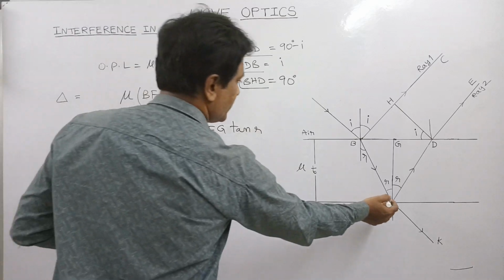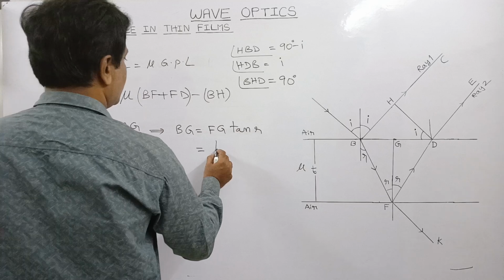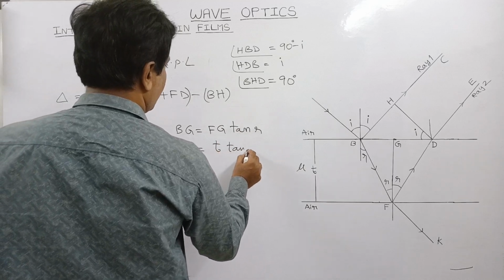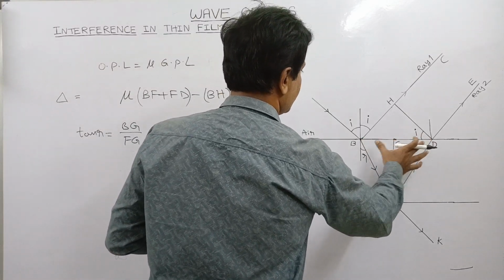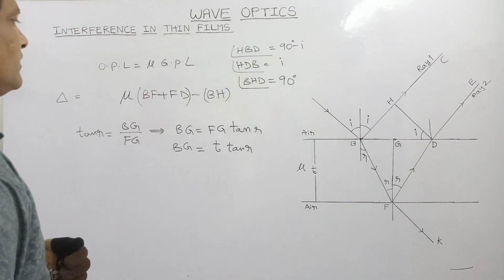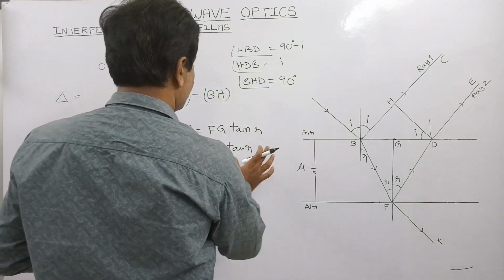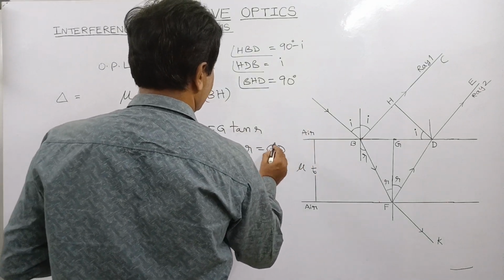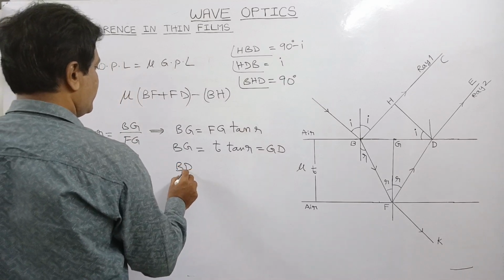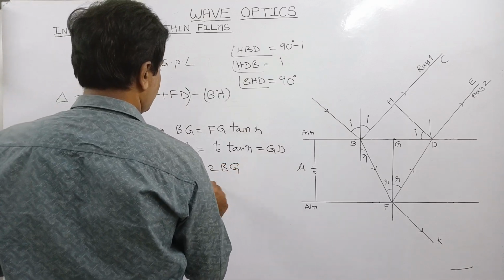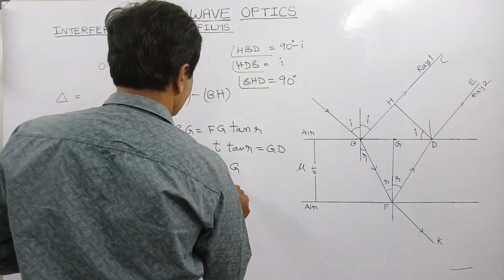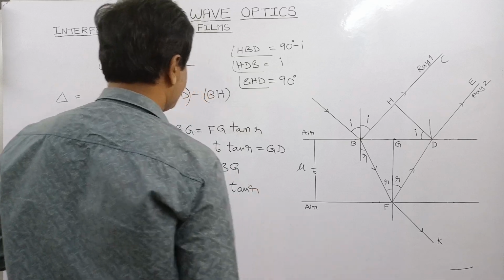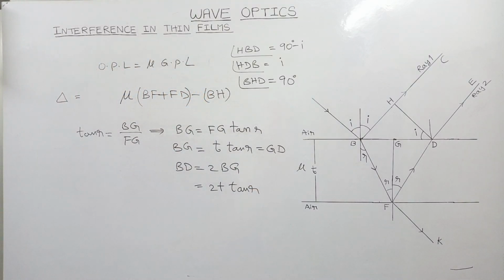So what is FG? From here to here, that is the thickness of the film, that is t. BG is equal to t tan r. We know that BG plus GD is equal to BD, and BG is also equal to GD. So BD can be written as 2 BG, that means 2t tan r. So the length BD is taken as 2t tan r.